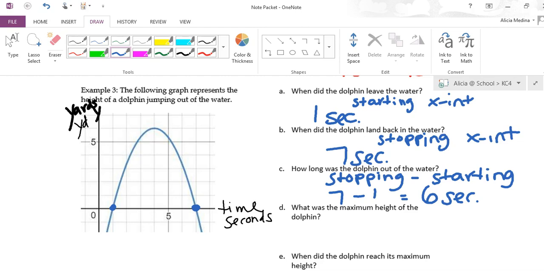What was the maximum height of the dolphin? So maximum height is asking for our vertex. And if it's dealing with height, this is going to be our y value, right? So this vertex is our highest point. That is at (4, 6). Height is measured by the y-axis, so therefore it's going to be 6 yards.